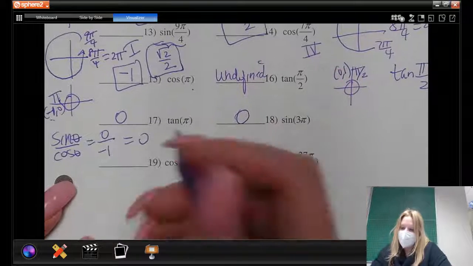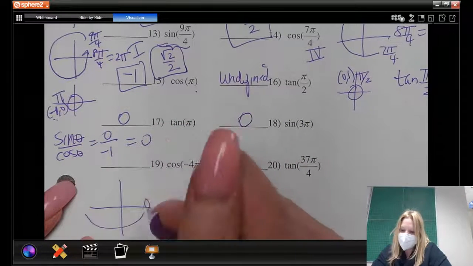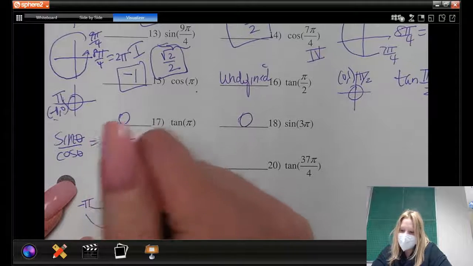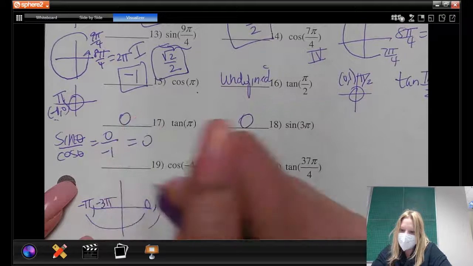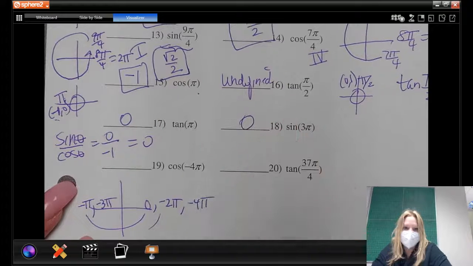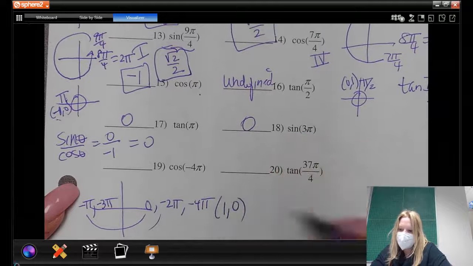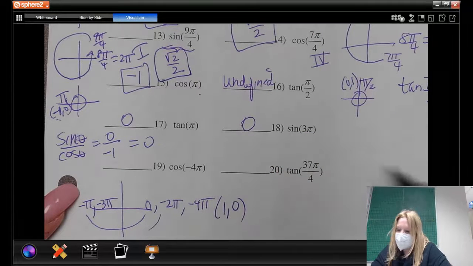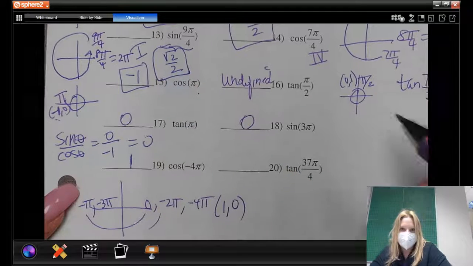Cos of negative 4 pi. So that just means we're going clockwise. So if this is 0, here's negative pi, here's negative 2 pi, here's negative 3 pi. So my even pi's are over here. This is the 0 on the unit circle. Cos is the x-coordinate, so my answer is 1.